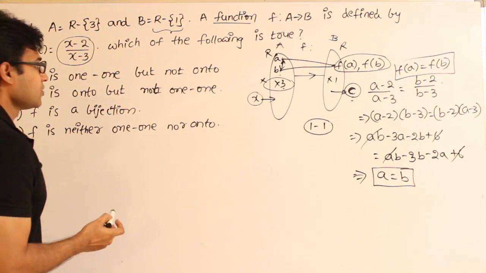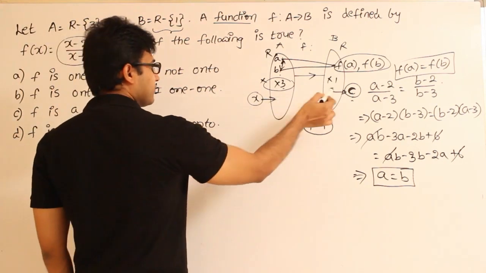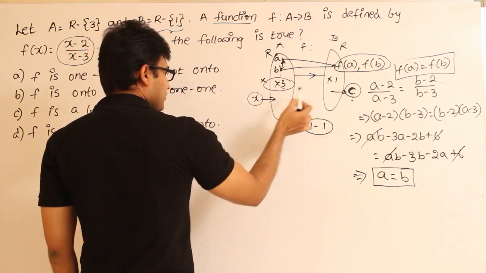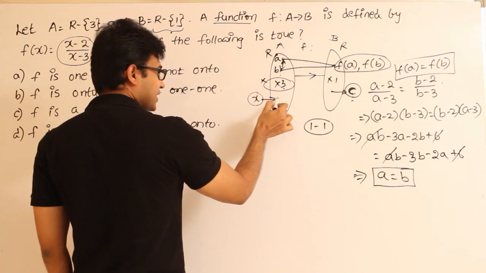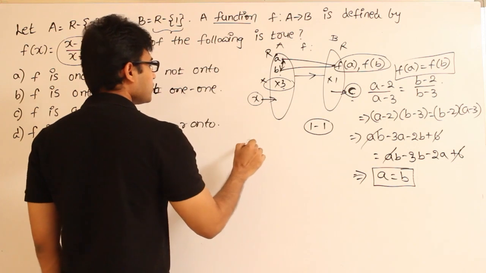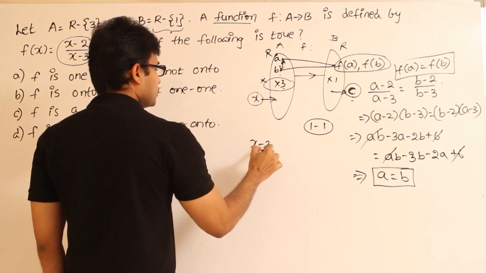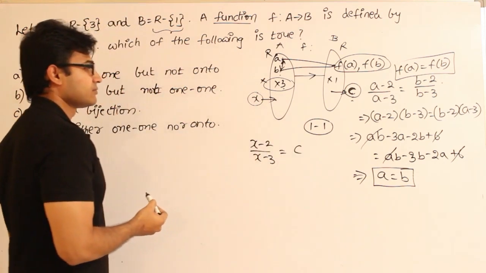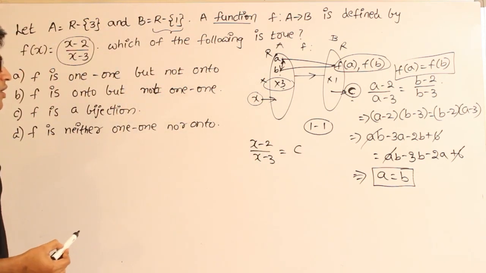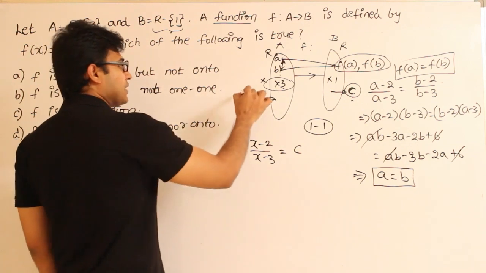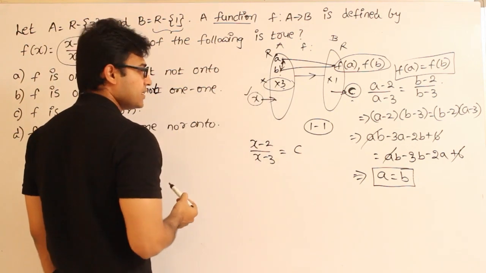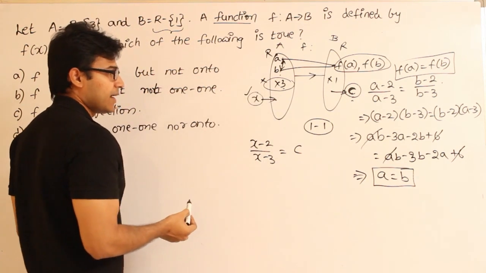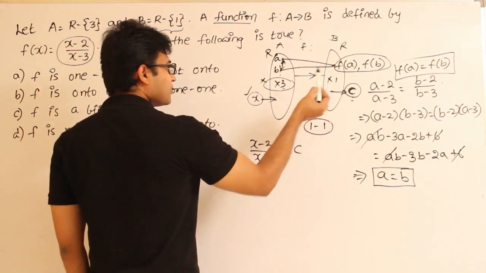Okay, so now if the image of X has to be C, then what should it be? Then (X minus 2) by (X minus 3) should be equal to C, isn't it? Now I want to find out such X present in A. Are you getting the proof? I'm just assuming, I'm just taking a variable here.